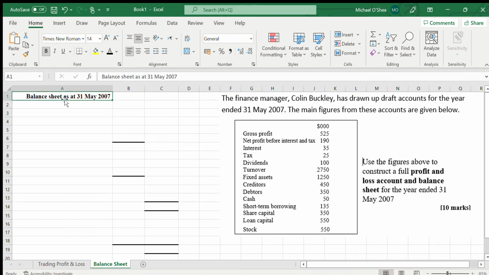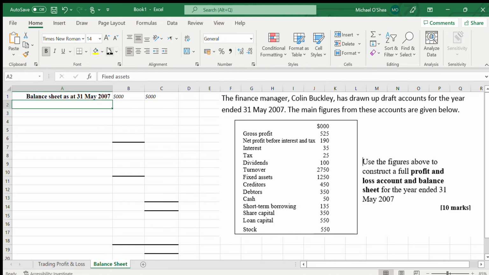The title is the balance sheet as at, and it's as at a period of time. And again, the period of time we're given is the 31st of May 2007. You can also call it a balance sheet for Colin Buckley as at 31st of May 2007. Again, dollars in thousands.